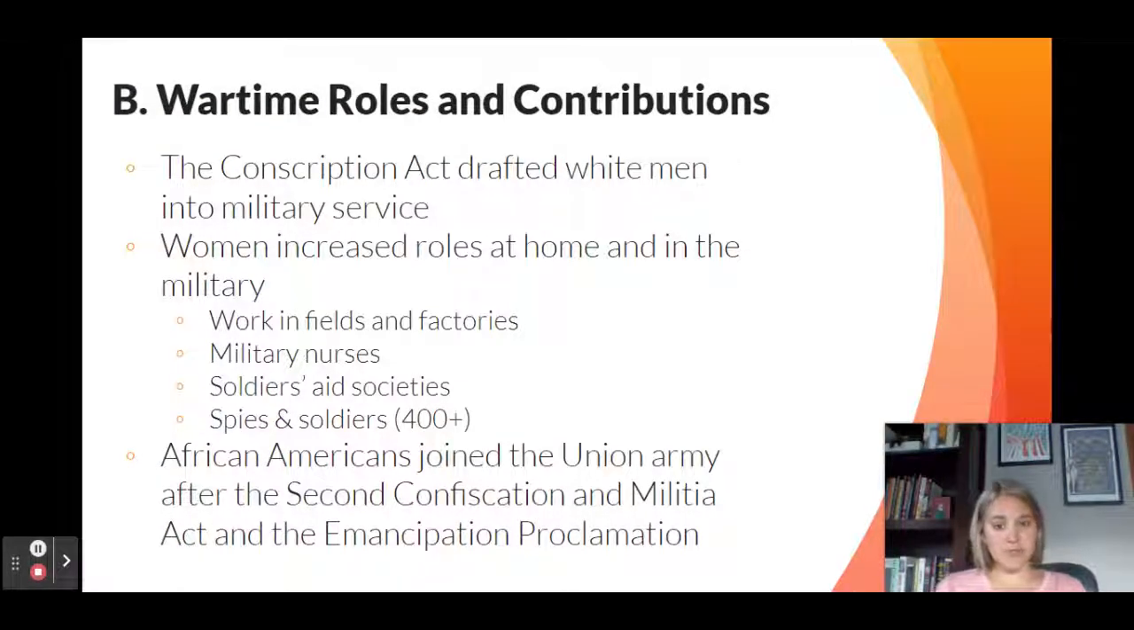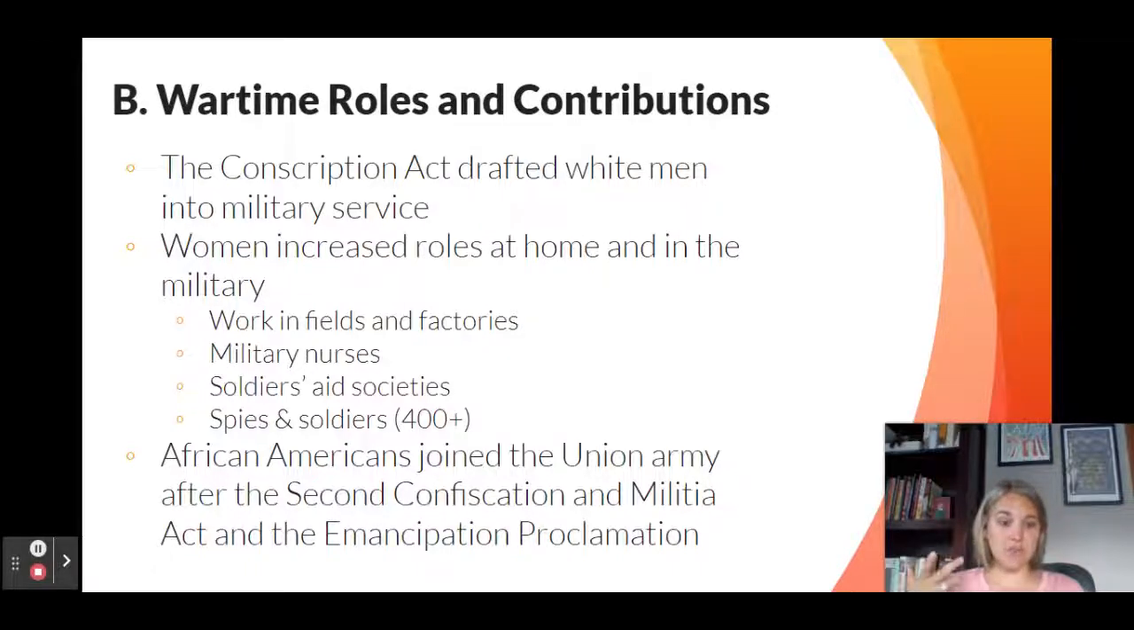So, wartime roles and contributions. I wish that this was emphasized more in the curriculum, but unfortunately it's a very brief mention, if at all. And so what that means is that this is just a topic that you can uncover more on your own. But briefly, something that you want to note is that there's a Conscription Act that is going to draft white men into military service. Women will have increased roles both at home and in the military.